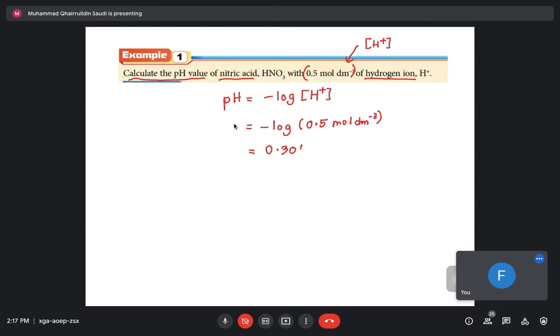0.301 ataupun kita boleh terus ambil pH value, ambil 2 decimal places sahaja. So 0.3. So the pH value for nitric acid with 0.5 mole per dm cube of hydrogen ion is 0.3. Senang. Okay, this one is a very straightforward question. Okay. Next one.